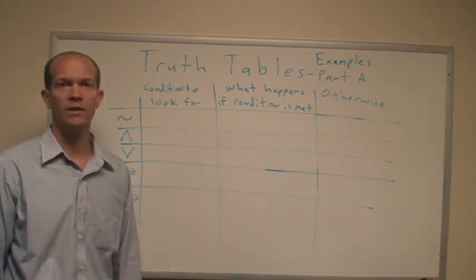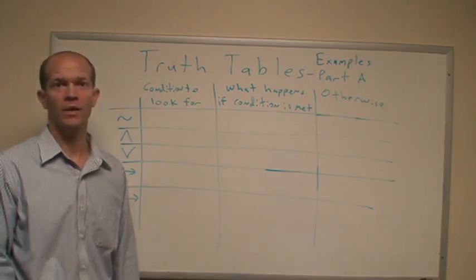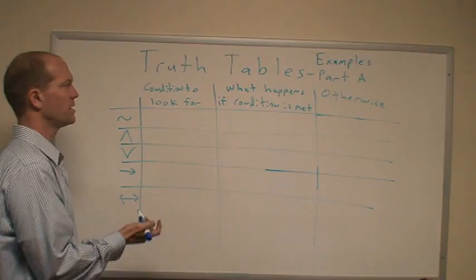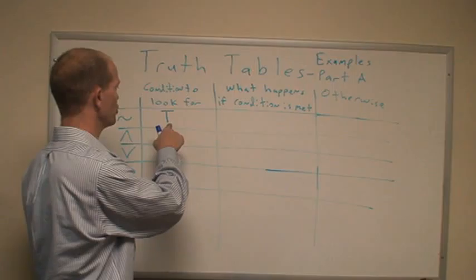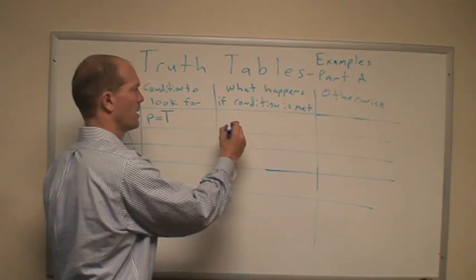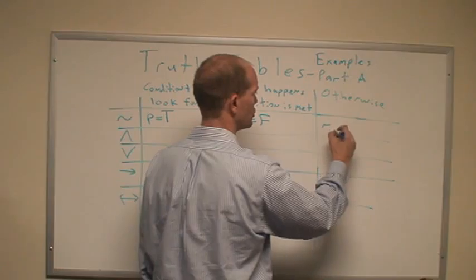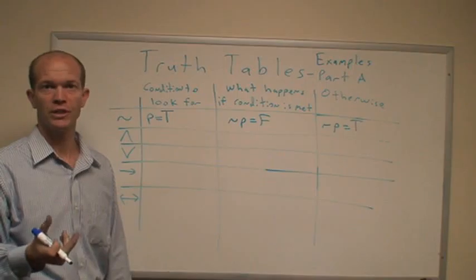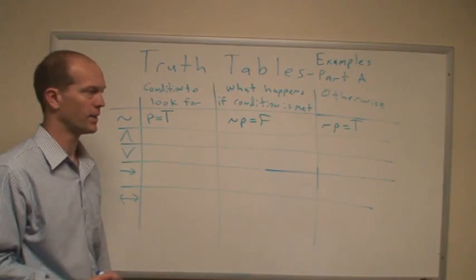But before we look at my method, I want to review the facts about the different connectives and how they work in a truth table setting. For the negation, one way to look at this is that we're looking for where it's true, and if the original statement was true, if P is true, then what happens if that condition is met? Then the negation of P is false. Otherwise, the negation of P is true. This is probably not how we'll do most of the truth tables. For a negation, it has the opposite truth value of whatever you started with.